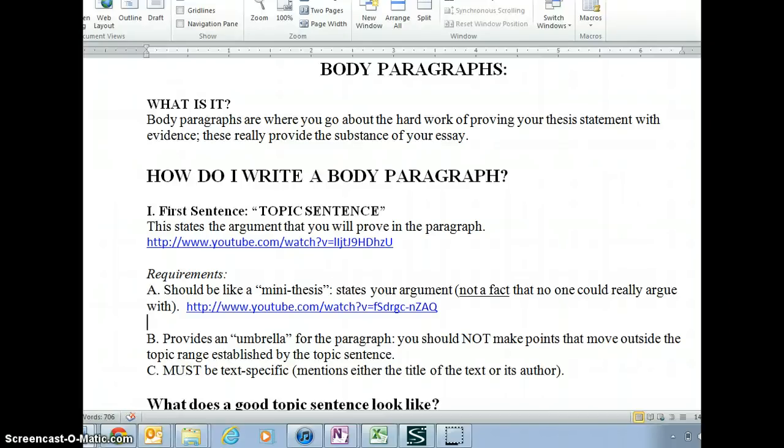So this year you're going to be writing a lot of body paragraphs. In the final larger essays, we'll be working on the 5-paragraph formal analytical essays. You'll actually be writing 3 body paragraphs in each of those essays, and they really are the place where you prove your thesis. The body paragraphs are where you do the hard labor of writing.